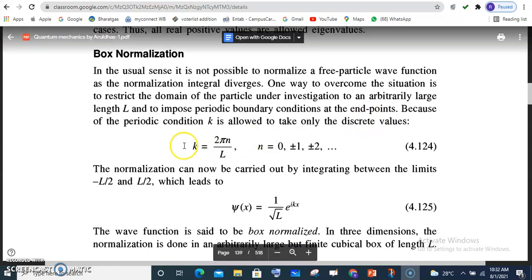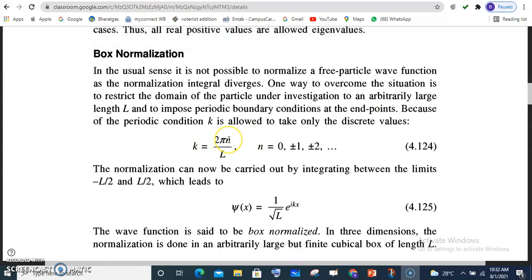And the periodic boundary condition is that k is equal to 2 pi n by L, and k is allowed to take the discrete values based on n is equal to 0, plus or minus 1, plus or minus 2, etc. If we are restricting the free particle in a box of length L, I should mention that we are considering a one-dimensional box, since our wave function looked like e raised to plus or minus ikx. So let us analyze it.